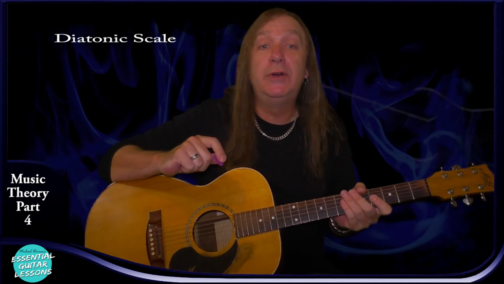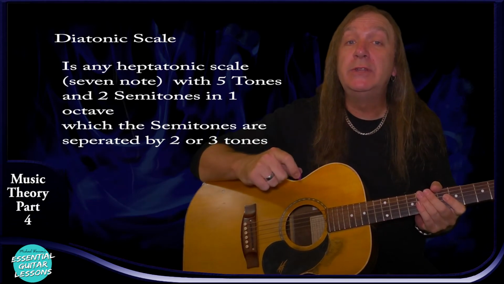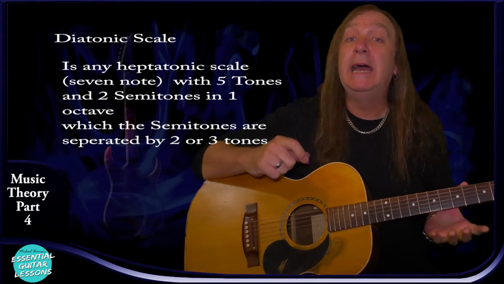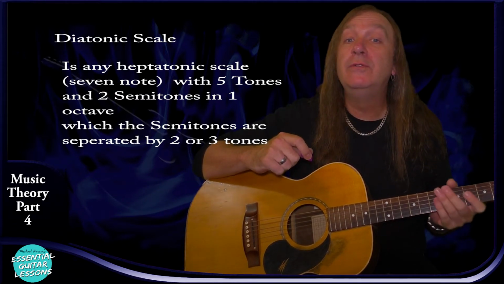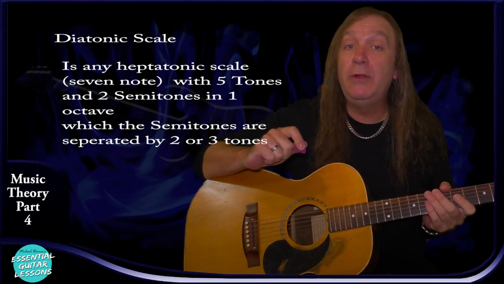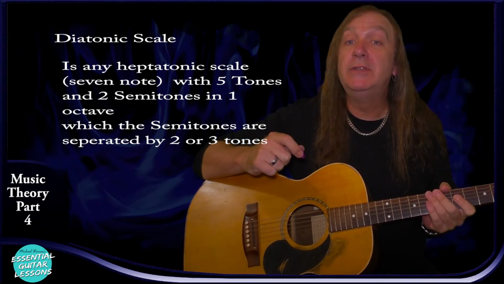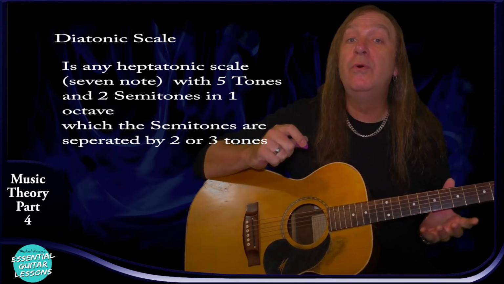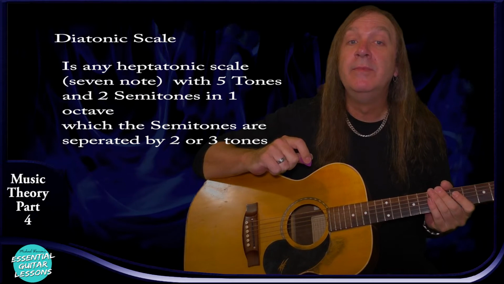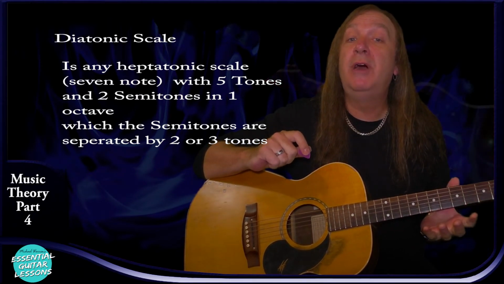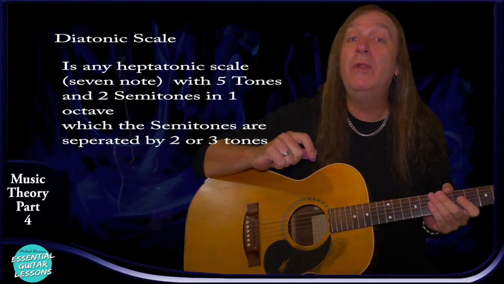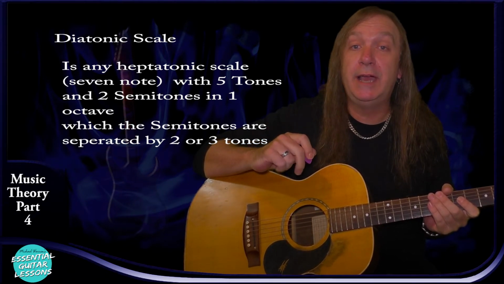Now we also said that the major scales are diatonic scales. So a diatonic scale is what we call a heptatonic scale. So just a 7-note scale with 5 tones and 2 semitones in one octave, and the 2 semitones are separated by 2 or 3 tones there. So it's not just the major scales that are diatonic scales, but for the moment all we need to remember is all our major scales are diatonic scales there.